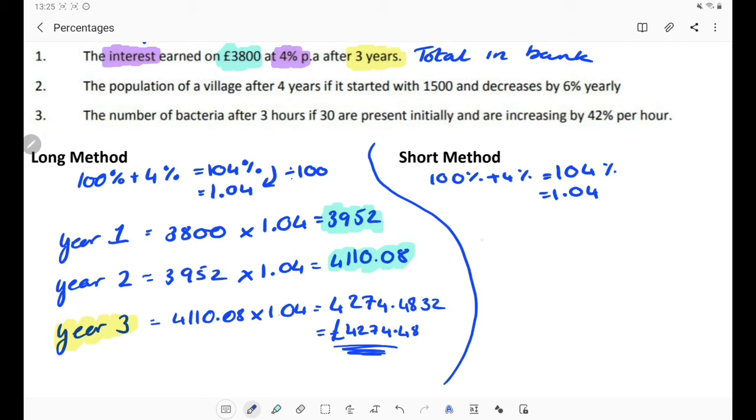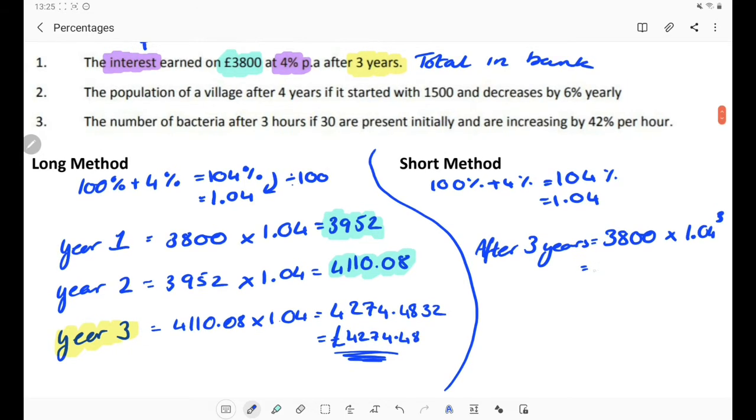This is how I would write it out. After 3 years, just to be clear, you understand what you've calculated, 3,800 times 1.04 to the power of 3. Now you should get the exact same answer. Which means once you've rounded it, you will get the exact same answer.